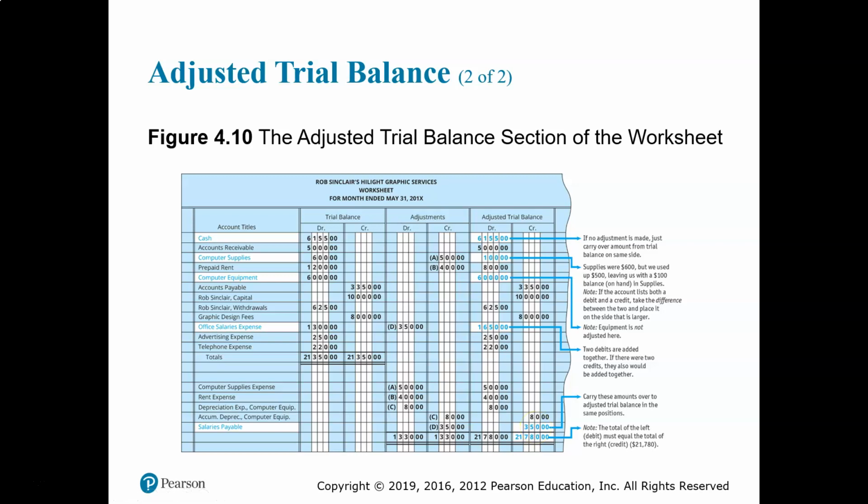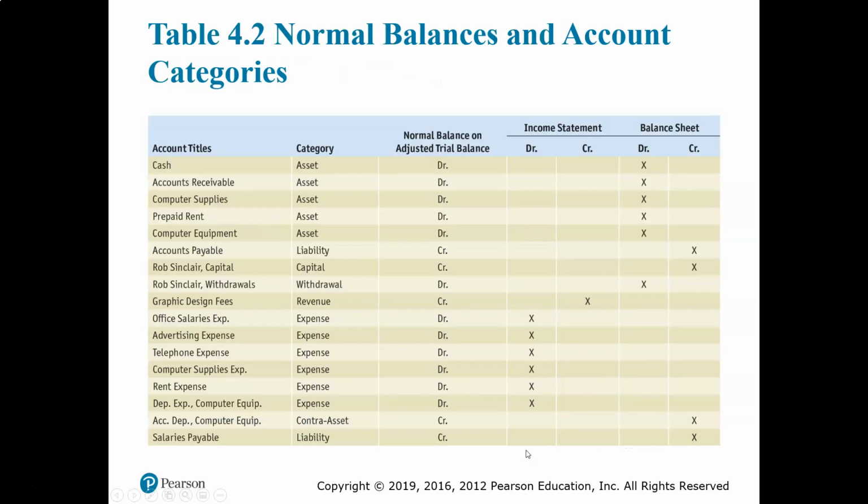Okay, so you have your trial balance account. You have your adjustments. You total, your two columns need to be in balance in your trial balance. Your adjustments columns, your debits and your credits need to be balanced, and then your adjusted trial balance is just the addition of your trial balance plus your adjustments. So just a new resulting trial balance. Again, it should be in balance, otherwise there's a problem. This lists what the normal balance is on these accounts.